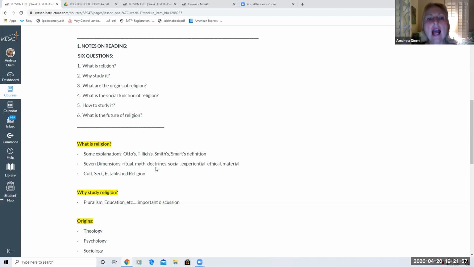And then all religions have doctrines, and doctrines are the set of beliefs. They're not necessarily the book. I don't mean that. It could be oral, it could be written, it doesn't matter, but it's the belief system. And all religions have some form of belief system about the sacred.